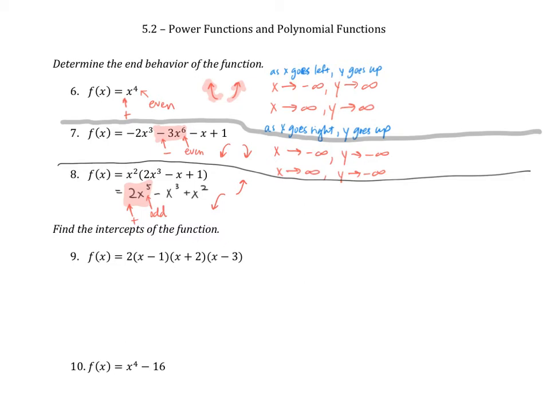Now I need to describe it in terms of x and y and infinities. So you always start with x going left, which means x goes to negative infinity. As x goes left, y goes down, right? So as x goes to negative infinity, y goes down, which means it goes to negative infinity. Then you want to talk about x to the right. So as x goes to infinity, y goes up, which means y goes to infinity. So there is your description of the end behavior.